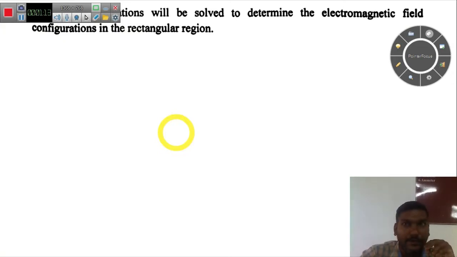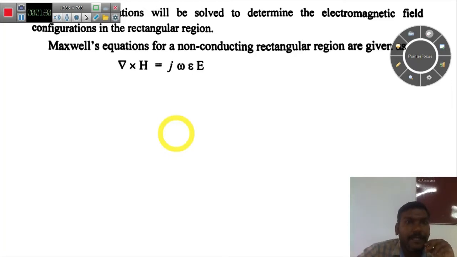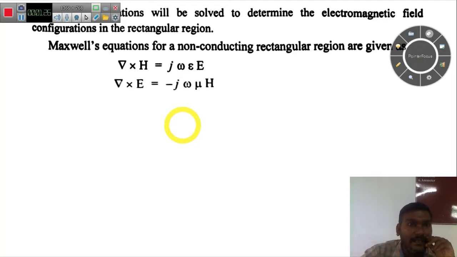For that we are going to use the Maxwell equations. Maxwell equations will be used to determine the electromagnetic fields. And the Maxwell equations for a non-conducting medium, rectangular region, are given as del cross H is equal to j omega epsilon E, and del cross E is equal to minus j omega mu H.